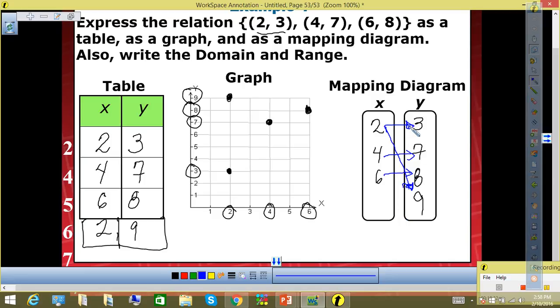So what do you notice? That when we press the 2, how many numbers came out? 3 and 9. Therefore, this is not a function. All right, so before we leave, what is the domain? Which is 2, 4, 6. How about the range? Which is 3, 7, 8, 9.